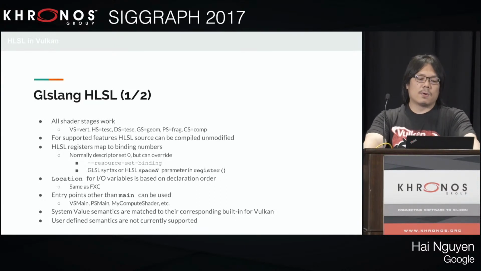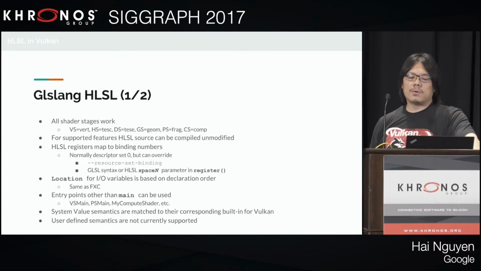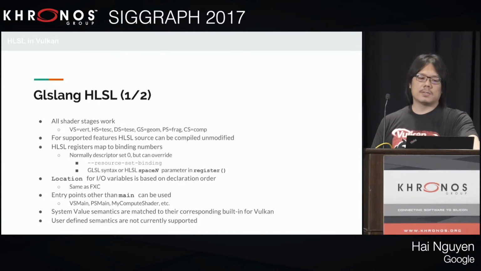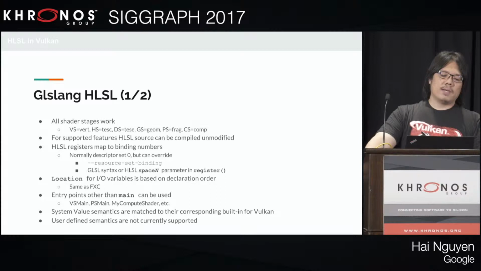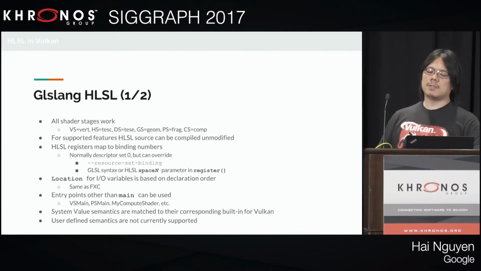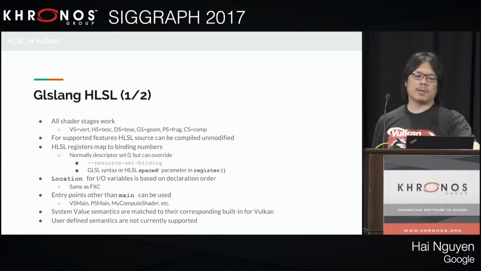The location for I/O variables is based on declaration order, and this is the same as how FXC works. And you can use entry points other than main. So VS main, PS main, your compute shader. System value semantics are matched to their corresponding built-in type for Vulkan if they're supported. User-defined semantics are not currently supported.